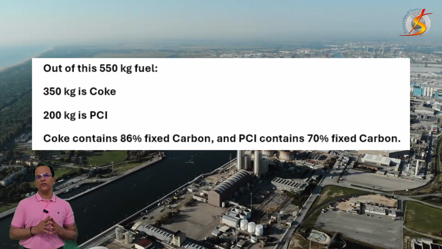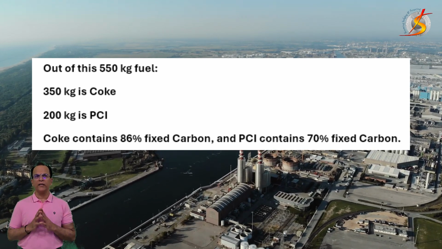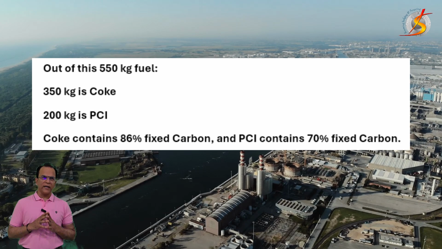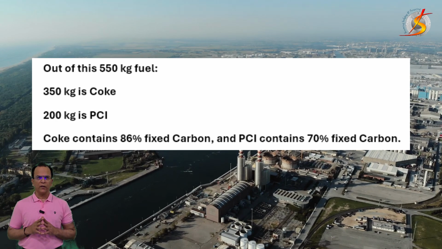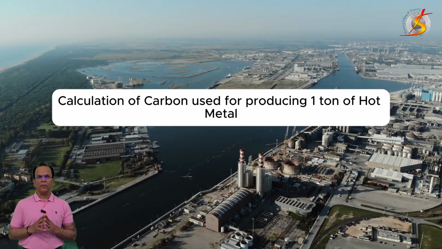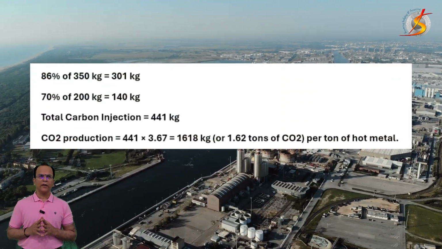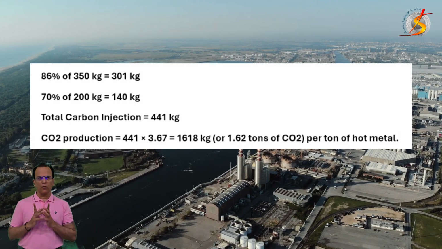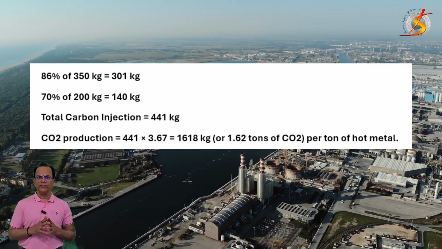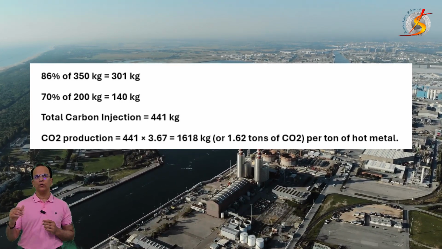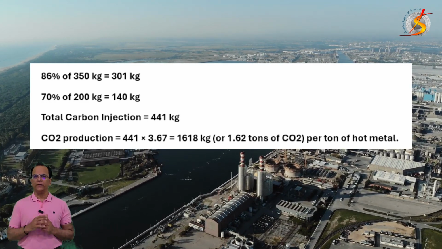In general, out of this 550 kg of fuel, 350 kg is coke and 200 kg is PCI. Coke contains 86% fixed carbon and PCI contains 70% fixed carbon. We are going to calculate the carbon. For 86% of 350 kg, there is approximately 301 kg of carbon coming through coke, and 70% of 200 kg, say 140 kg of carbon, is coming through the PCI. So the total carbon injection is 441 kg.